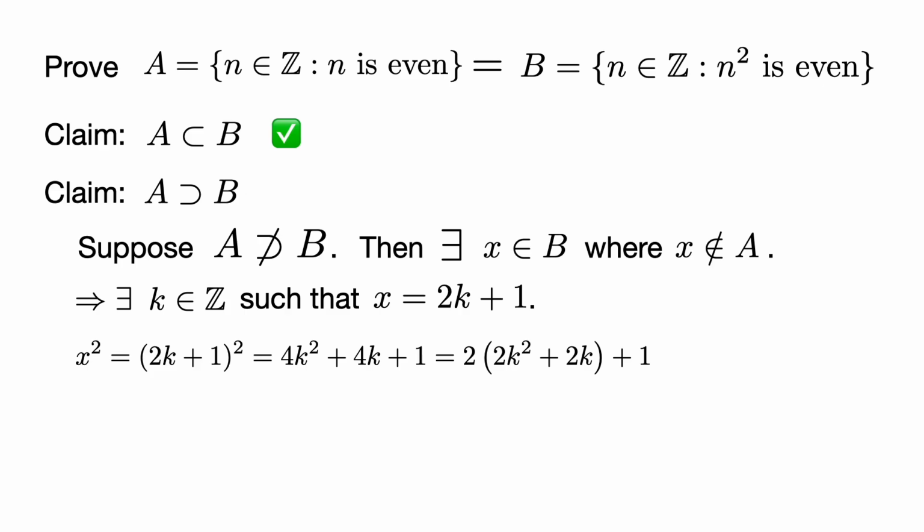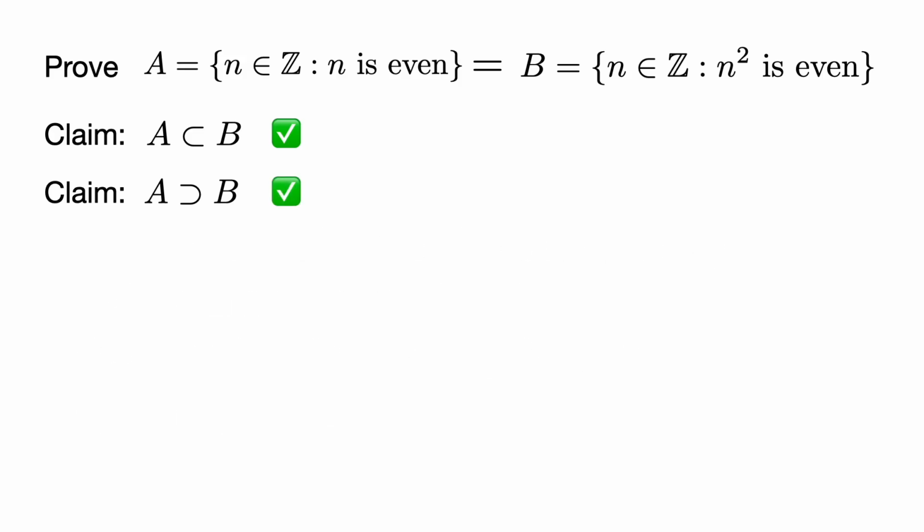Let's square X. X squared ends up equaling 4k squared plus 4k plus 1. Factor out a 2 just out of the first two terms. That equals 2 times the quantity 2k squared plus 2k, quantity, plus 1. Okay, so X squared is now an even integer plus 1. That means that X squared is odd. But then that's a contradiction because X squared is no longer in B, whereas we said X was in B before. Since we arrived at a contradiction, our supposition is false, the opposite of our supposition must be true, and therefore A is a superset of B.